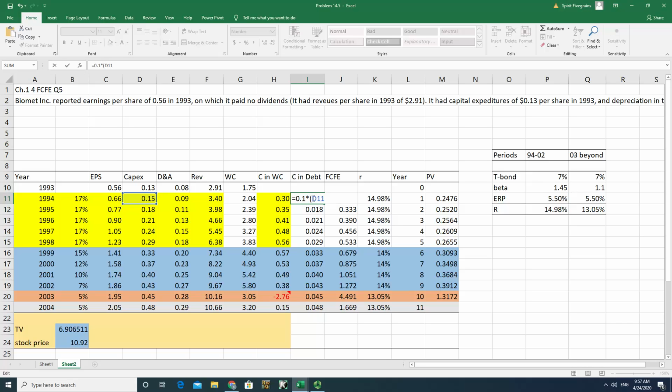So it's 10% times capital expenditure minus depreciation, amortization, plus change in working capital. That will give you change in debt. Copy this all the way down to the end.